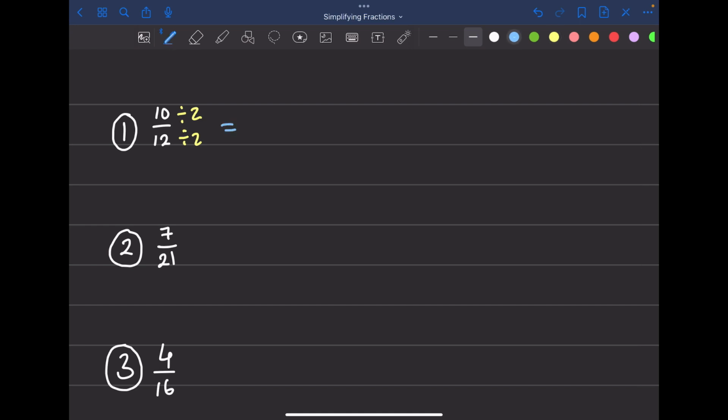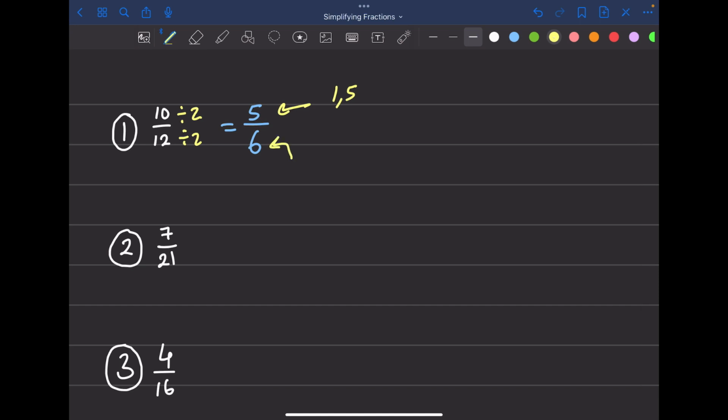And now, if you divide 10 by 2, you get 5. And then if you divide 12 by 2, you get 6. And if you think about it a bit more, is there any other number that you can divide 5 and 6 by to get something that's different? No, that's it. We are done simplifying because 5 is a prime number, which means that the only factors of 5 are 1 and 5.